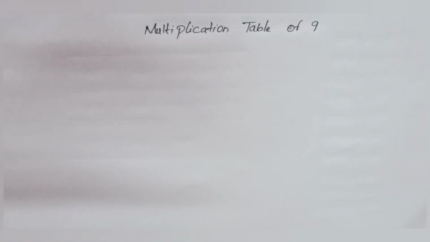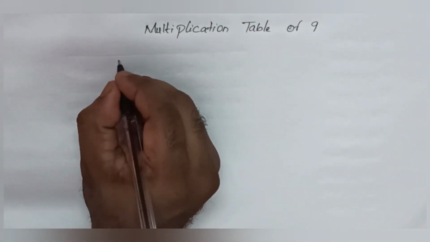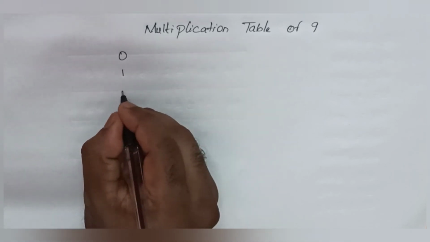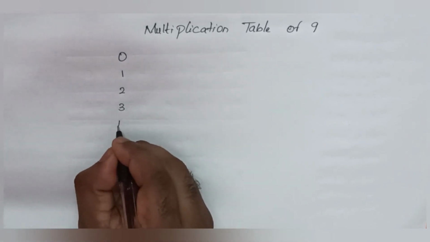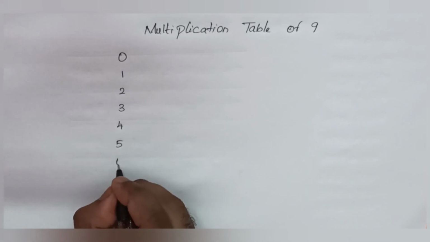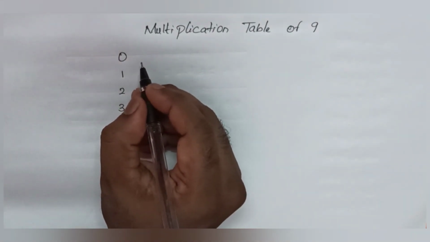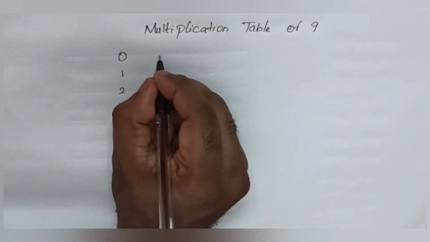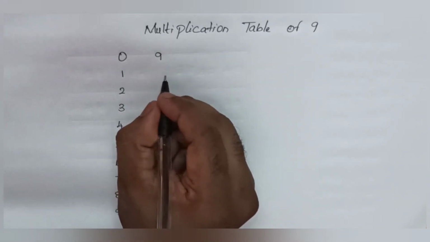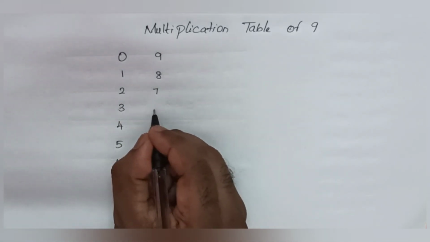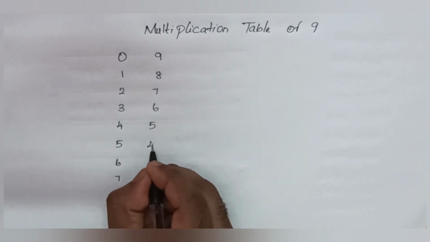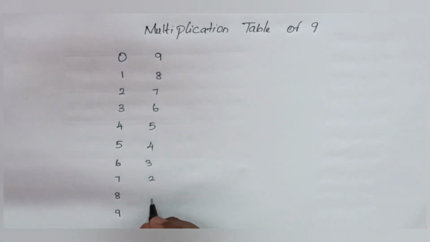Multiplication table of 9. First of all, you have to write a sequence. Start from 0, 1, 2, 3, 4, 5, 6, 7, 8, 9. Leave a small space here. In the reverse, you have to start from 9. 9, okay, 8, 7, 6, 5, 4, 3, 2, 1, 0.